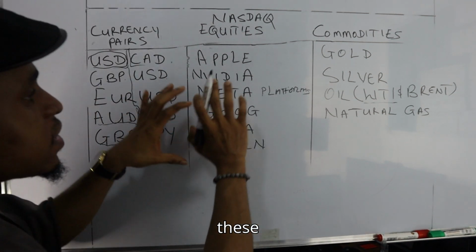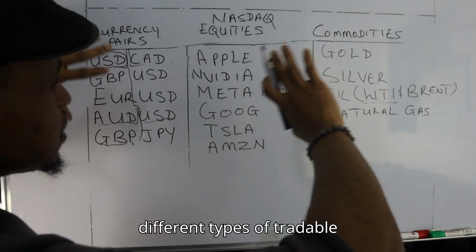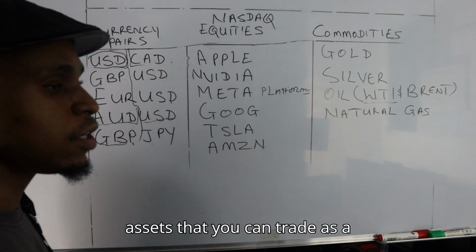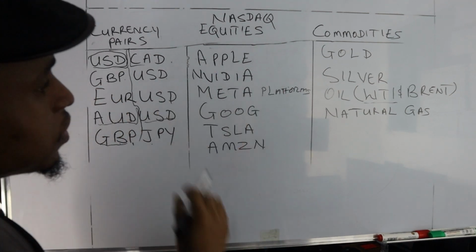All right. So these are the three different types of tradable assets that you can trade as a trader. All right. So let's go into the next one.